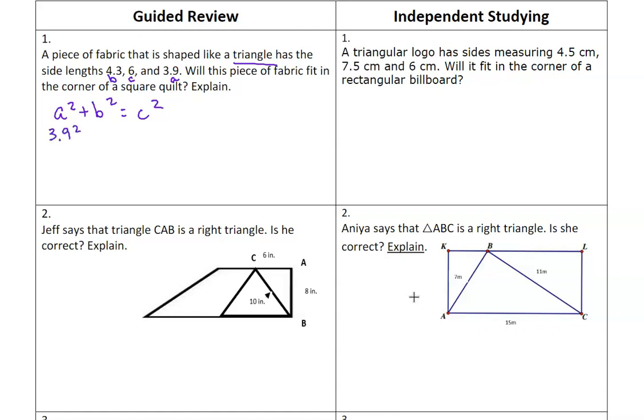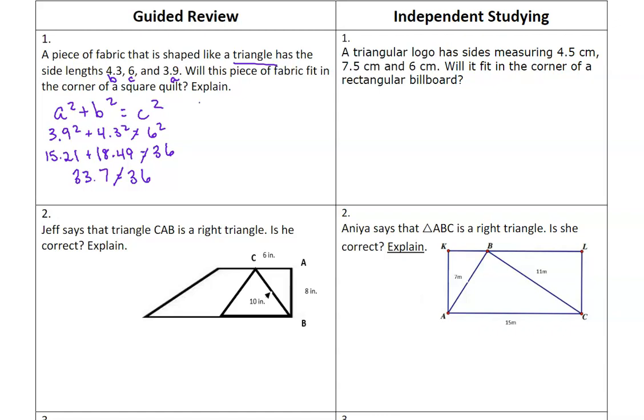So I got 3.9 squared plus 4.3 squared equals 6 squared. So when I square these values, I'm going to get 15.21, 18.49, and 36. If I add 15.21 and 18.49, I get 33.7 is equal to 36. Now this is not true. These are not equal. So because these are not equal, it will not fit.